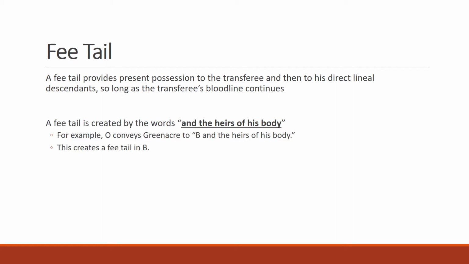All right, let's take a look at an example. So a fee tail is created by the words "and the heirs of his body" or "of her body." And so an example would be O conveys Greenacre to B and the heirs of his body. Here we have a fee tail. B has a fee tail.